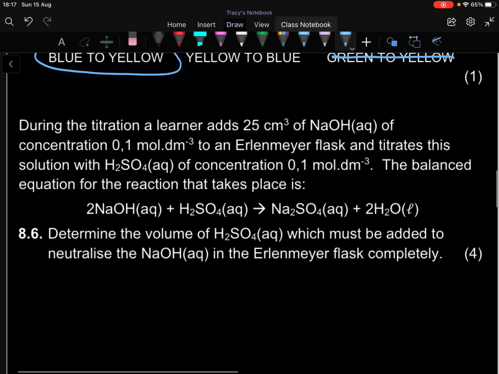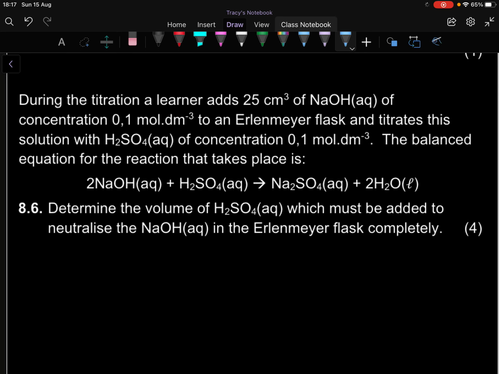Now we get to the fun questions, which is always the calculations. During a titration, a learner adds 25 cm³ of sodium hydroxide of concentration 0.1 mol/dm³ to an Erlenmeyer flask, the conical flask, and titrates this with H2SO4 of concentration 0.1 mol/dm³. The balanced reaction that takes place, we like it because they've given us a balanced reaction, so we don't need to worry about it. They want to know the volume of the H2SO4 which must be added to neutralize the NaOH completely.